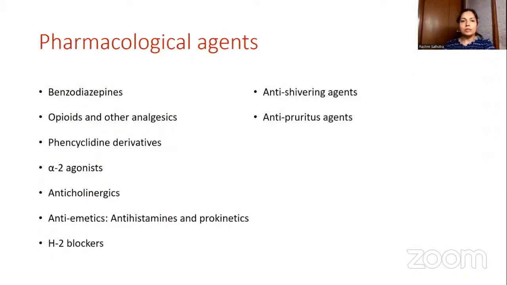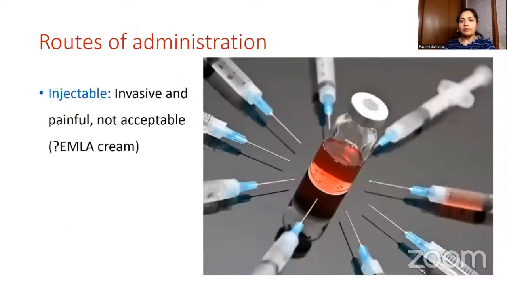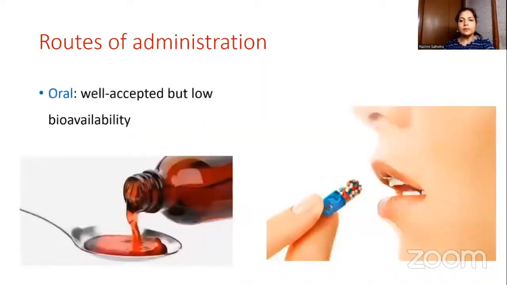Then, coming on to the pharmacological agents, there are various classes of pharmacological agents, which we will be discussing one by one. However, it is very important to know the routes of administration of these agents. You can give them through injectable routes, but they are invasive and painful, so not acceptable to children. So sometimes you will need to apply EMLA cream before giving injections, if that is the only route available. However, it is not preferred as a premedication route any longer.